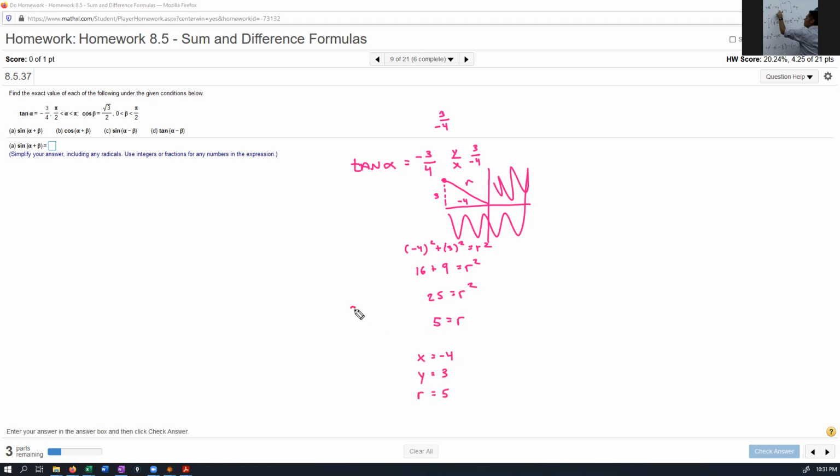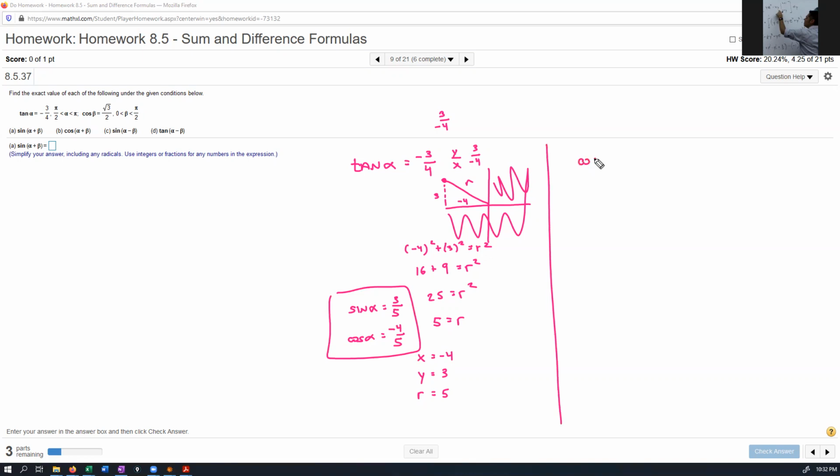So if I want to know what sine of alpha is, it's the y over r, and cosine of alpha is going to be the x over r. So now I have what I need to use the formula. Well, half of it. Now I need to go get the information about beta.